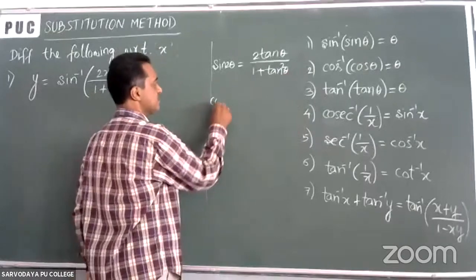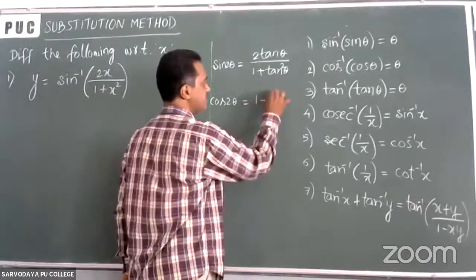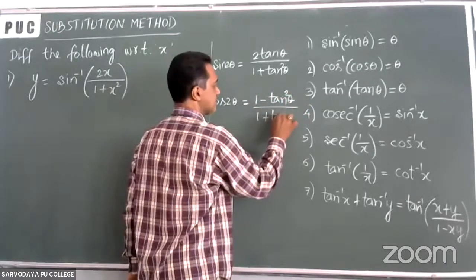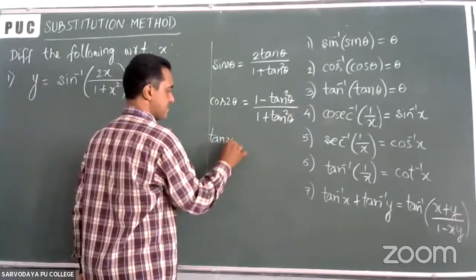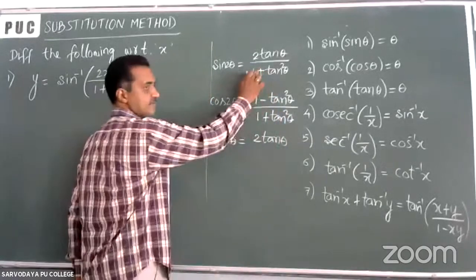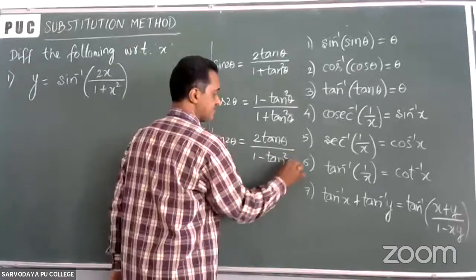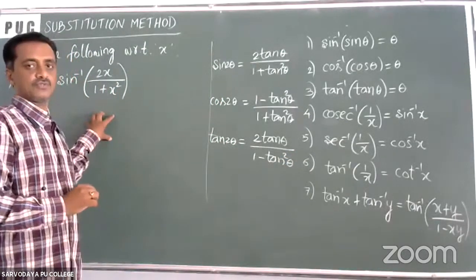There is one more formula, cos 2 theta. Cos 2 theta is 1 minus tan square theta divided by 1 plus tan square theta. Then there is tan 2 theta. Tan 2 theta is 2 tan theta divided by 1 minus tan square theta, the same kind of formula with the sign changed. So these are the formulas which we often use in this substitution method.